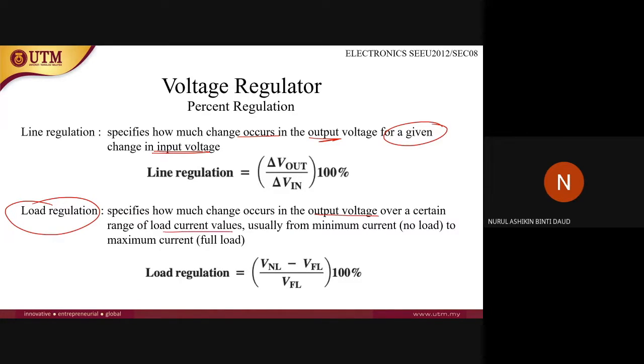Load regulation specifies how much change occurs in the output voltage over a certain range of load current values, usually from minimum current to maximum current. Minimum current means no load at all, and maximum current means full load. So the formula is voltage with no load minus voltage with full load, divided by voltage with full load, times 100%. This is the load regulation formula.